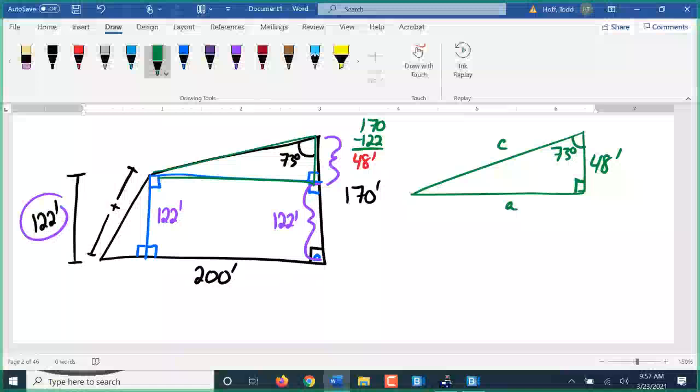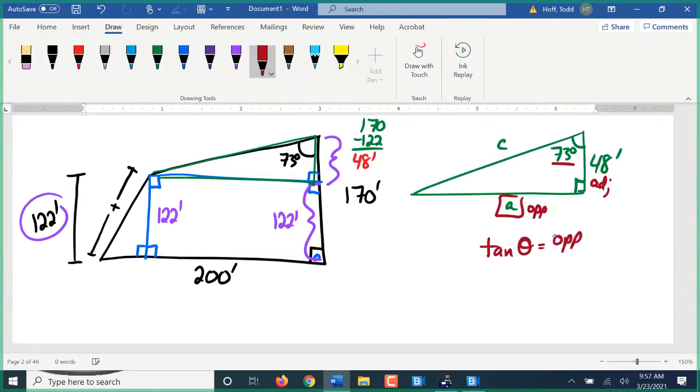I don't see where C is going to do me any good. I want to find side A. Side A, according to the 73 degrees, is the opposite side. Look at what I know. I have 48. That would be the adjacent side. So I have opposite and adjacent here. That's a tangent. Tangent of theta is equal to the opposite side divided by the length of the adjacent side.